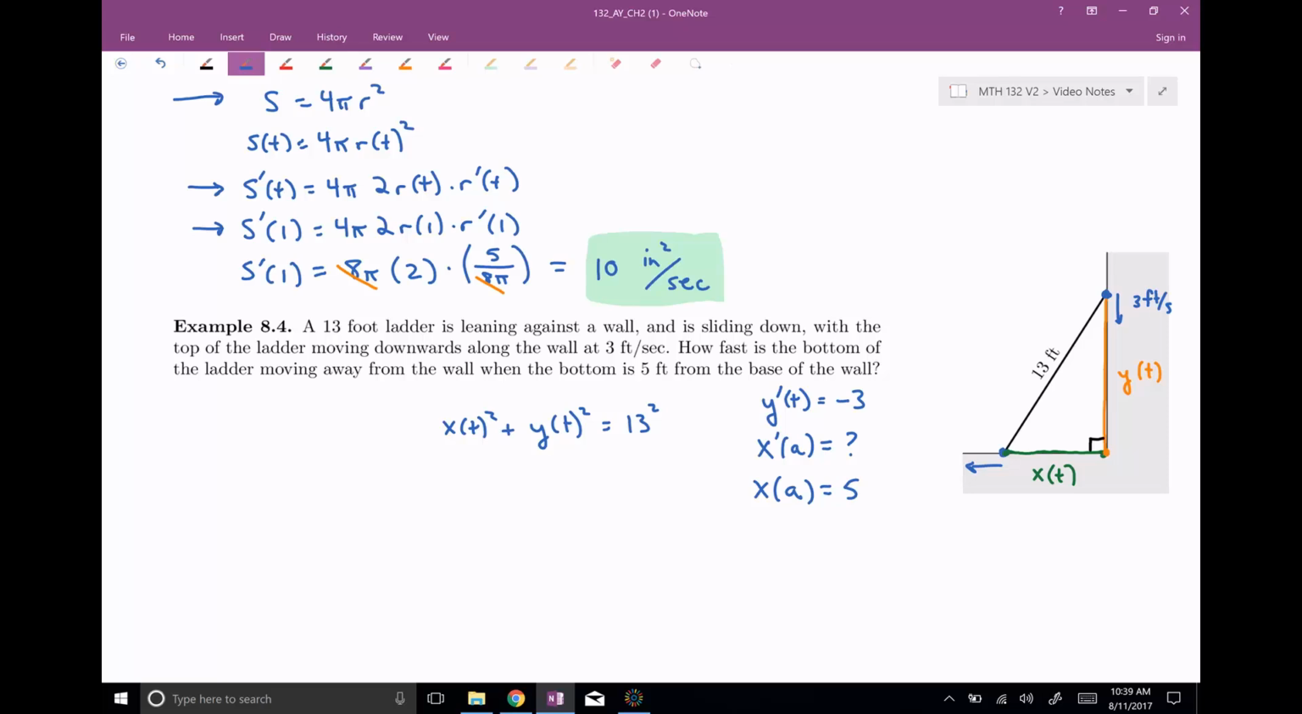All right, so we were able to encode all the information that we're given and the information that we want. Again, we want to know how the ladder is moving away from the wall, so x prime of A.